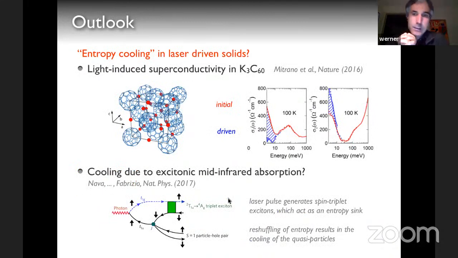And so finally, let us ask, does any of this have some relation to the two experiments that I mentioned in the beginning? Let's start with the light-induced superconductivity experiment by Mitrano and co-workers on K3C60. In fact, some entropy cooling ideas have already been proposed in connection with this experiment by Michele Fabrizio and co-workers. What these authors have proposed is that the laser driving in this system excites spin triplet excitons, and because these triplet excitons have a high entropy, they should be able to cool down the quasiparticles, and that might be enough to explain the emergence of this transient superconducting state in the laser driven material.